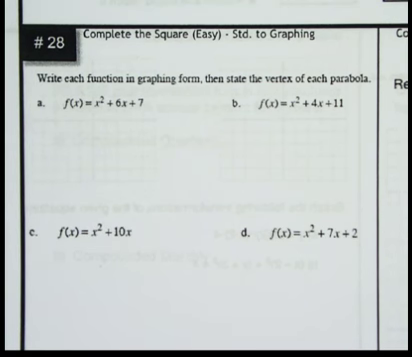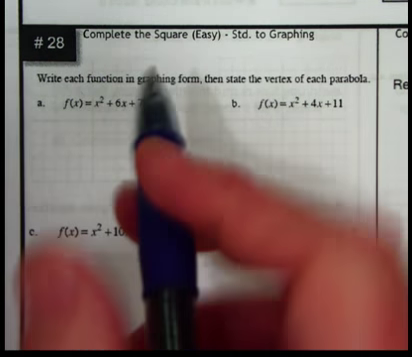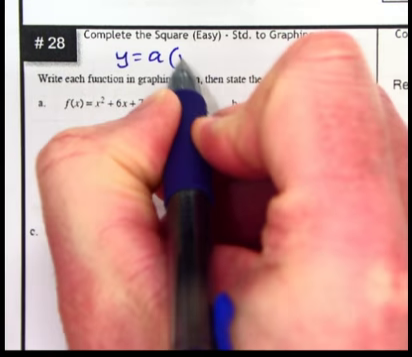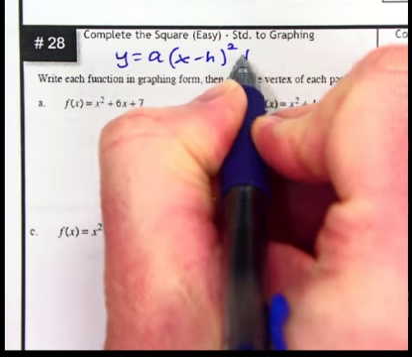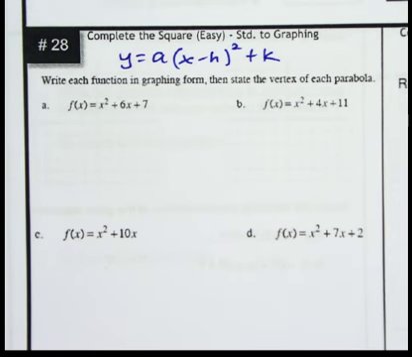Target 28, a process called completing the square. And in this process, we're going to be changing it from standard form back into graphing form. So we have these now in this standard form that we're used to. We're going to switch it into that form that we like, which looks like this, where we have a times x minus h squared plus k, and that's what we're looking to change it into. Right now it's in standard form.